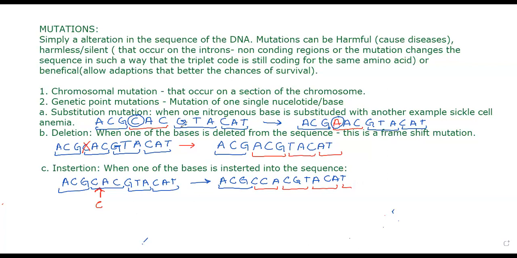With substitution, there is only one triplet code that is changing. Why? Because the total number of your nitrogenous bases is the same. The total number is the same because I am simply substituting. I am simply replacing. But in deletion and insertion, I'm removing and adding. So that changes the total number of nitrogenous bases, and that changes the triplet code onwards. So after that mutation, all the triplet codes are going to be altered. So as you can see, this is known as a frame shift mutation. So these are the different types of mutations that you need to have an idea about.